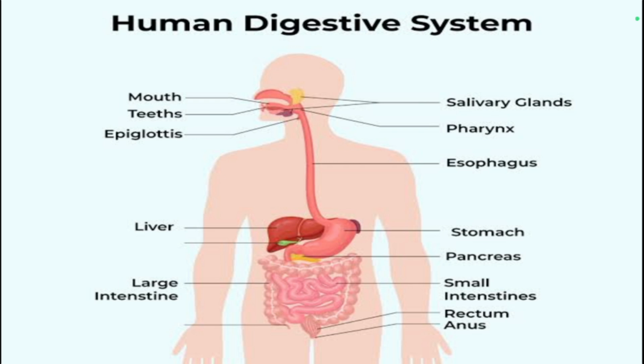Here is a human digestive system drawing. You can see generally we have a digestive system like this. So mouth, teeth, epiglottis, then salivary glands, pharynx, esophagus, liver, stomach, pancreas, small intestine, rectum, anus, and large intestine.